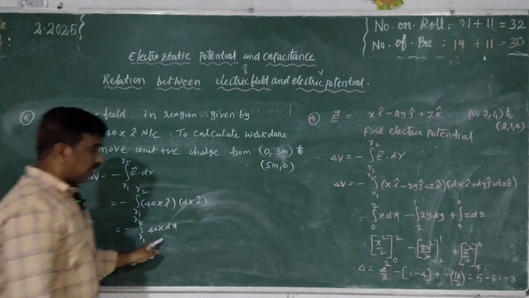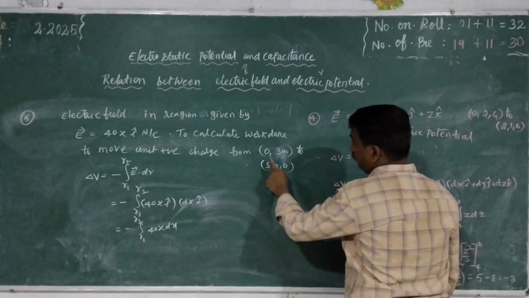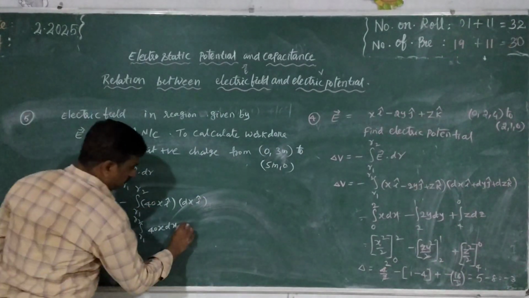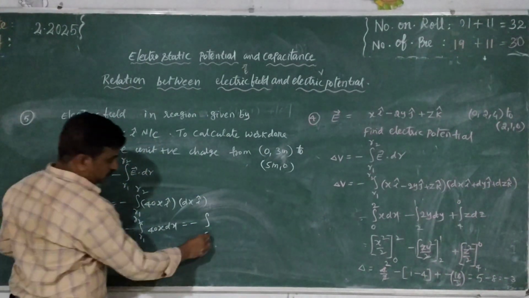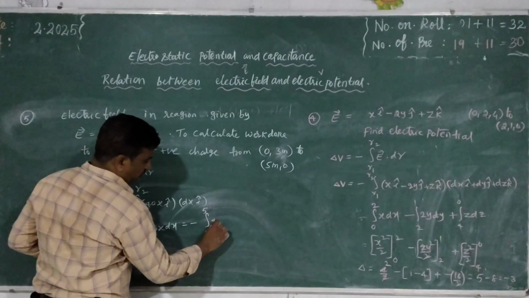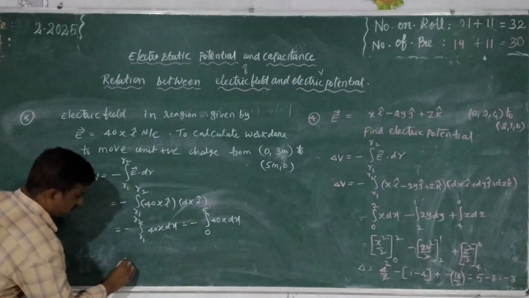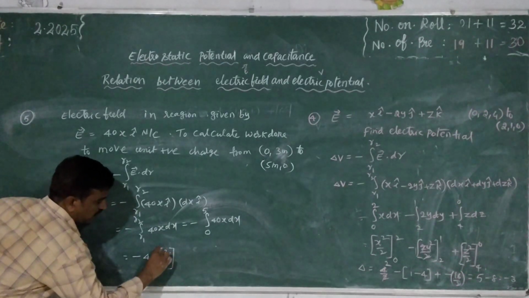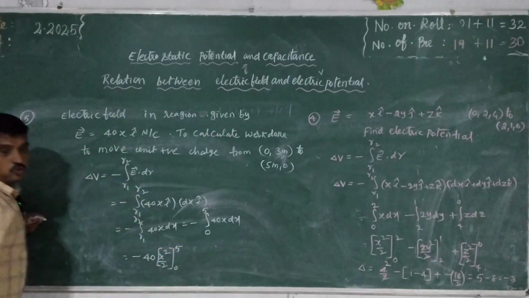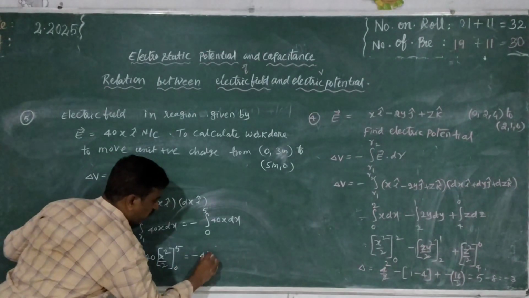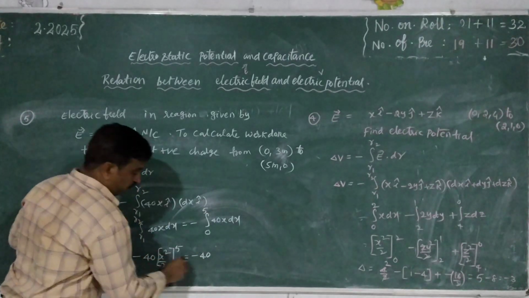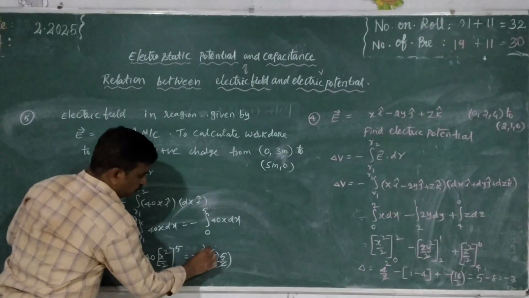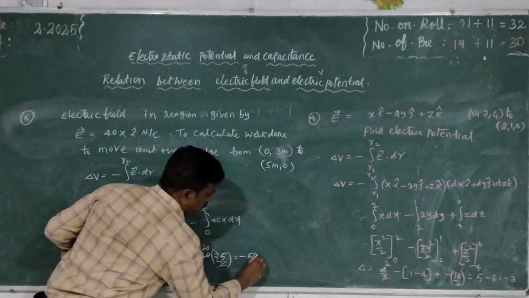What is the interval here? Only the x coordinate matters, from 0 to 5. Not the y coordinate, not the z coordinate. So R1 is 0 and R2 is 5, and the integral of 40x dx is minus 40 x square by 2, from 0 to 5. That gives minus 40 into 25 by 2, minus 0, so 20 into 25, which is minus 500 volt.